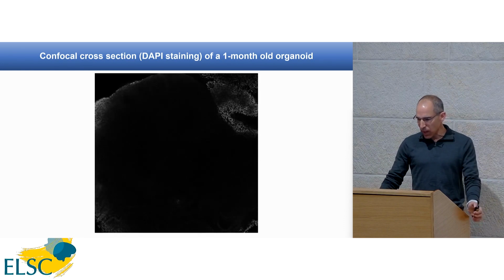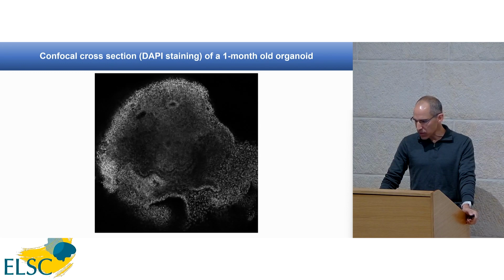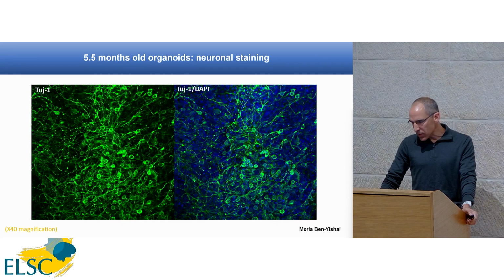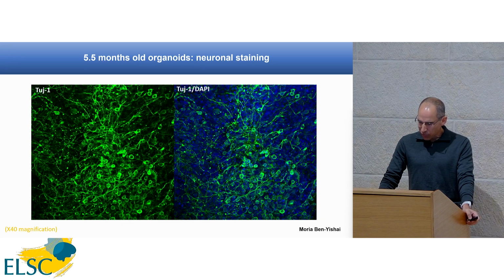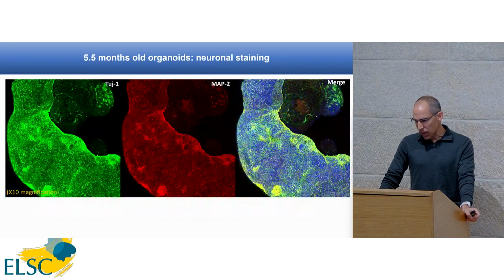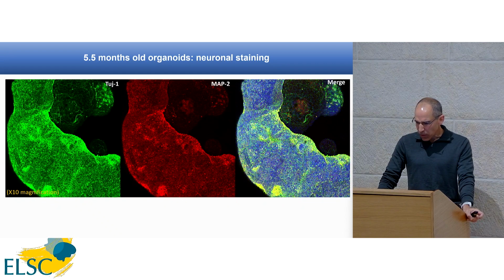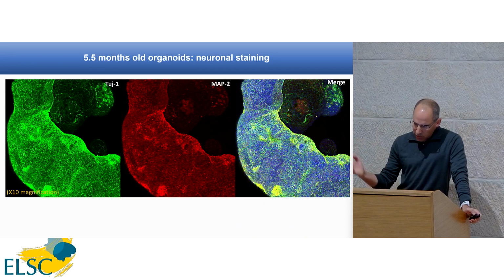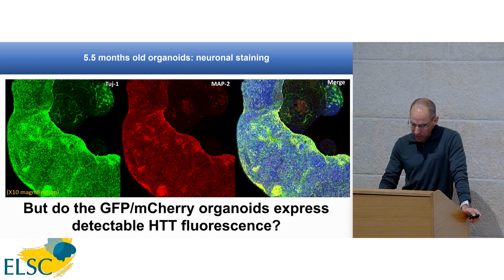They formed these really nice, elaborate brain-like structures. This is just a confocal section through one of those 1-month-old organoids. This is a 5.5 months old organoid. If you zoom in, you can see these nice neurons. This is beta tubulin 3 staining. And this is a zoom out. So you can see MAP2, mature neurons, TUJ1, again, beta tubulin 3, more early neurons, and you get different cell types. We'll go back to it in a second.